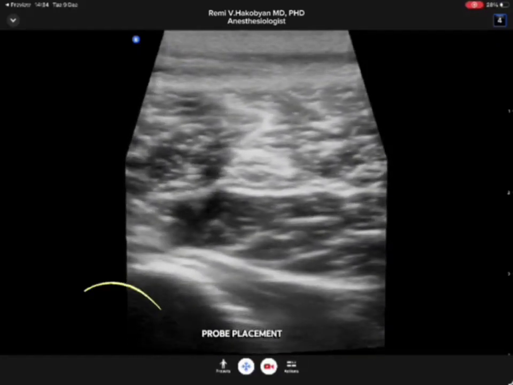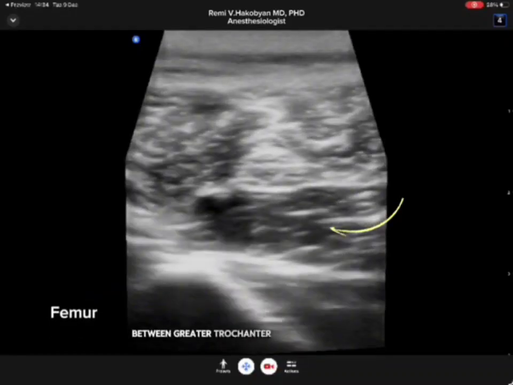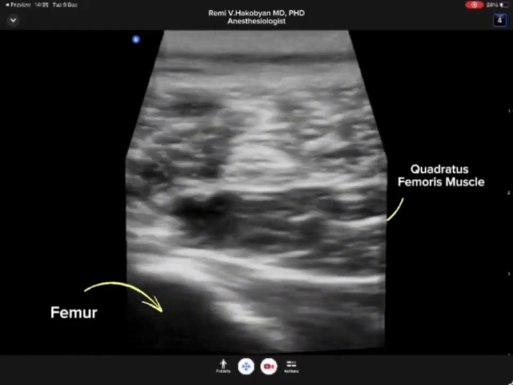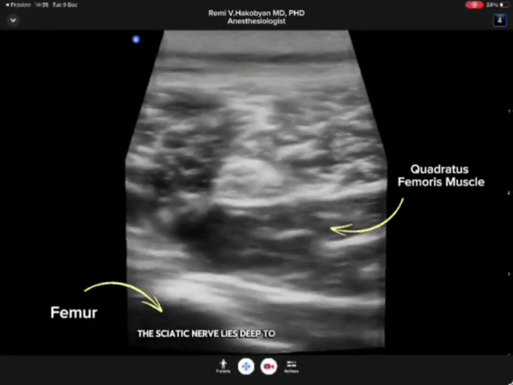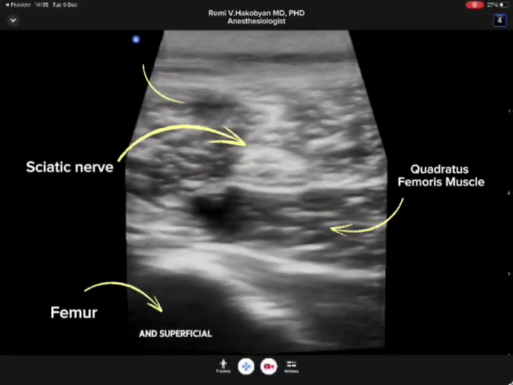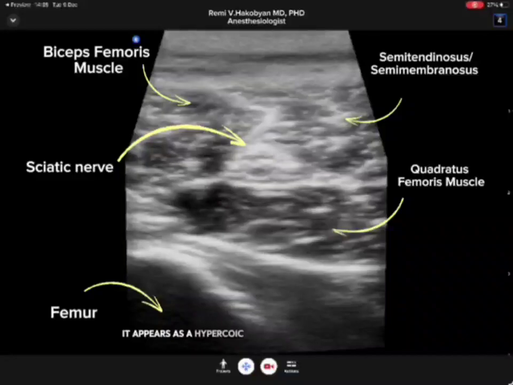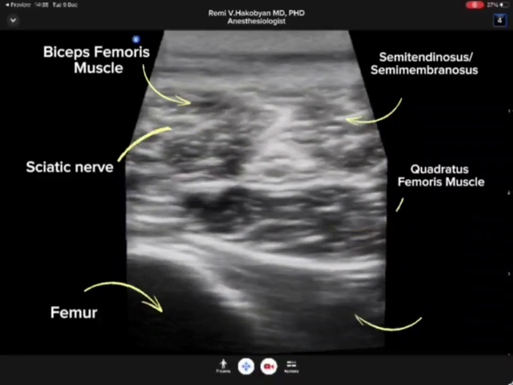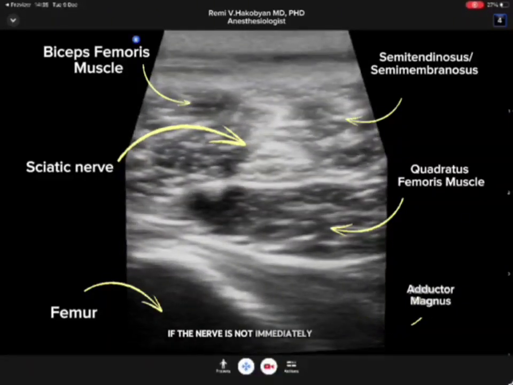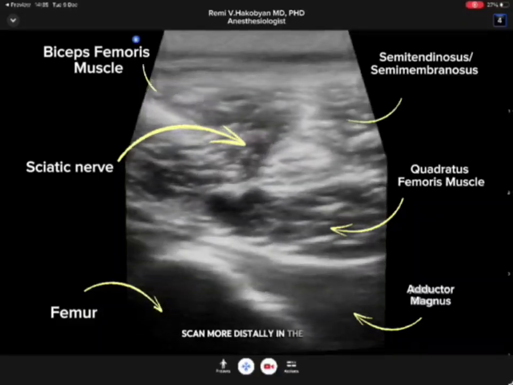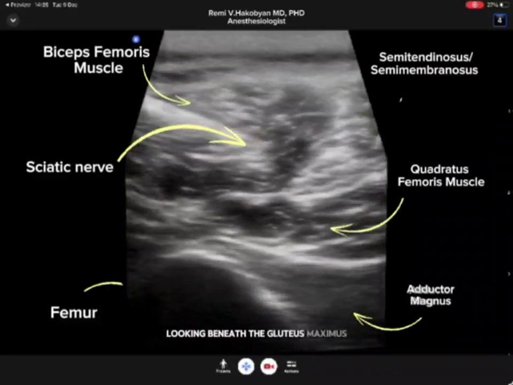Probe placement. Place the probe between the greater trochanter and the ischial tuberosity. The sciatic nerve lies deep to the gluteus maximus and superficial to the quadratus femoris muscle. It appears as a hyperechoic oval or triangular structure. If the nerve is not immediately visible, scan more distally in the thigh, looking beneath the gluteus maximus.